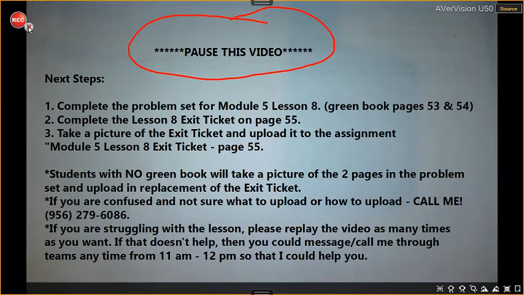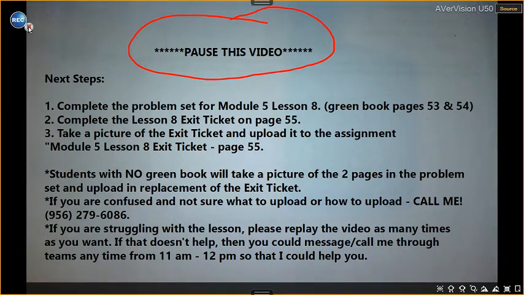Number 2, complete the Lesson 8 exit ticket on page 55. I believe there's only 2 questions on that. The ones that have the printed copies don't have the exit ticket. You're only responsible for the problem set. And step number 3, you're going to take a picture of the exit ticket and you're going to upload it to the assignment, Module 5, Lesson 8, exit ticket, page 55 on Teams.